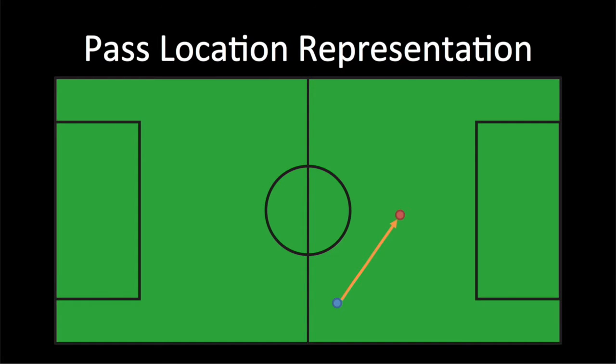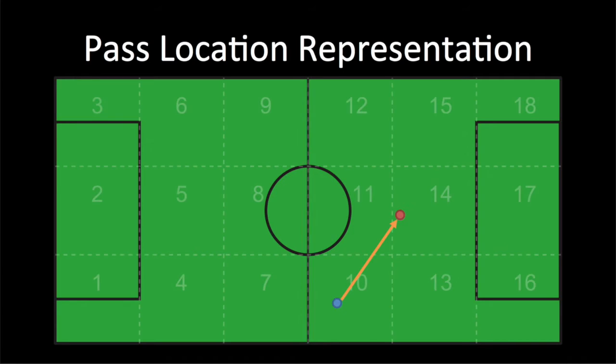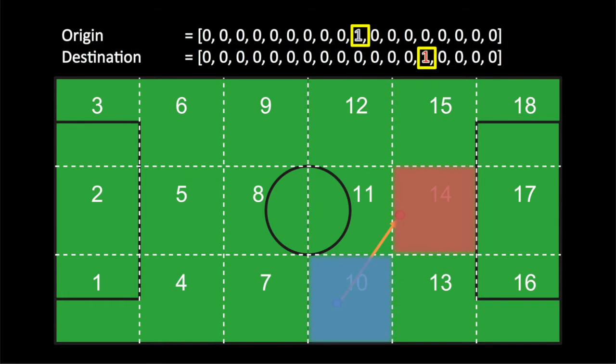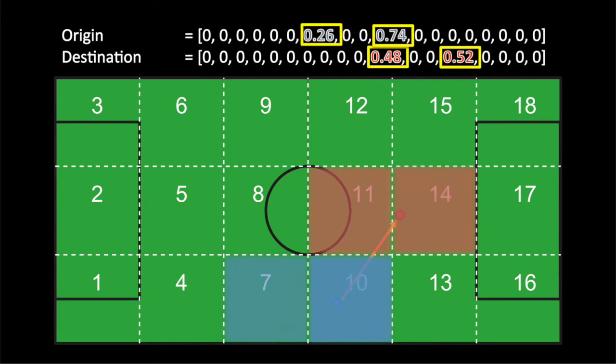In order to generalize between pass locations near each other, we first discretized the field into 18 equal-sized zones. Thus, each pass origin and destination belongs to one of these 18 zones. However, instead of having pass locations belong entirely to one zone, we distribute zone membership across the two closest zones. This accounts for passes that are near the borders of zones.